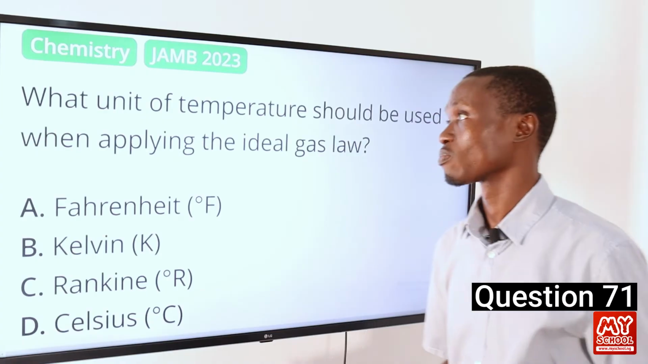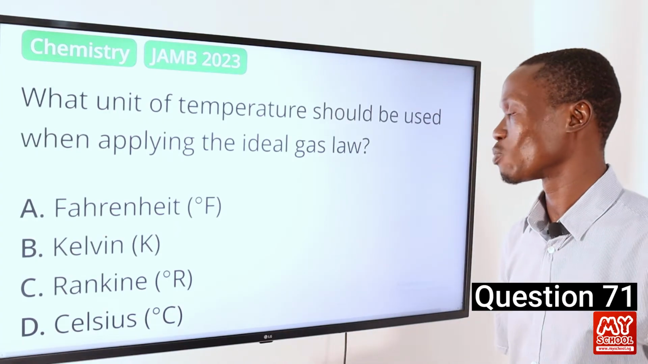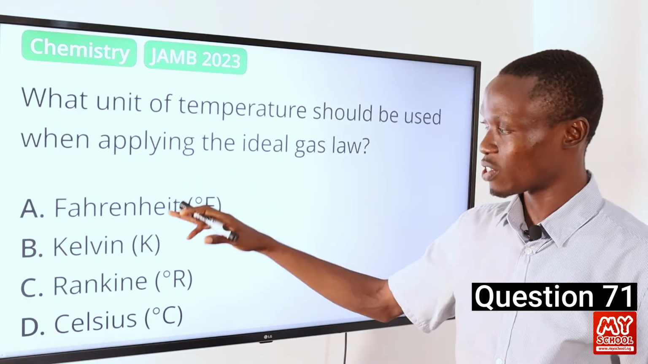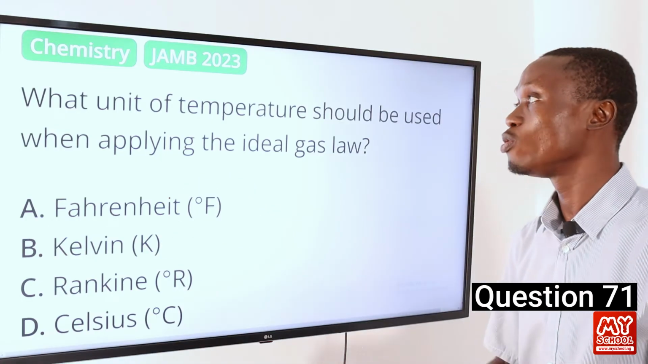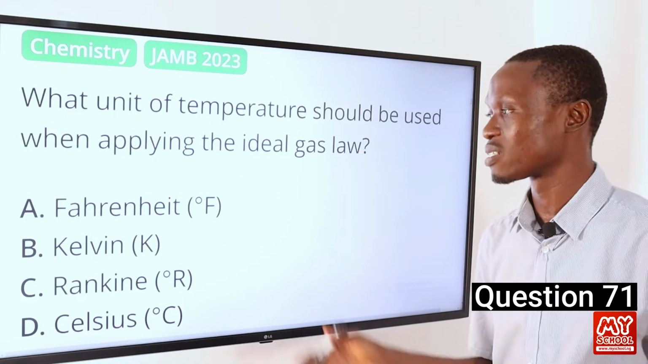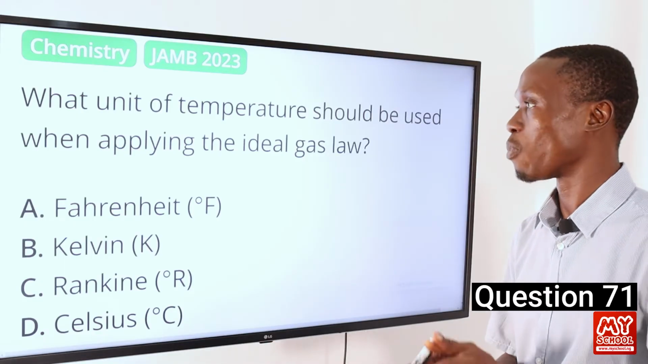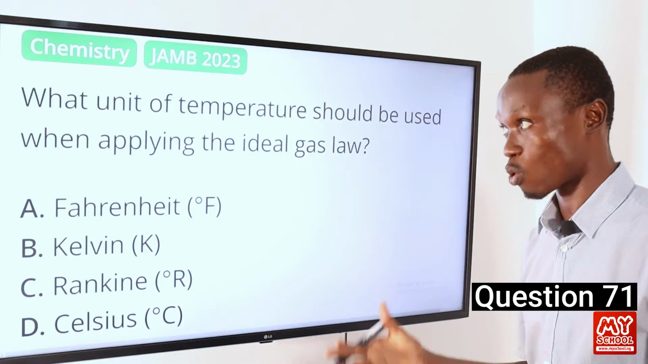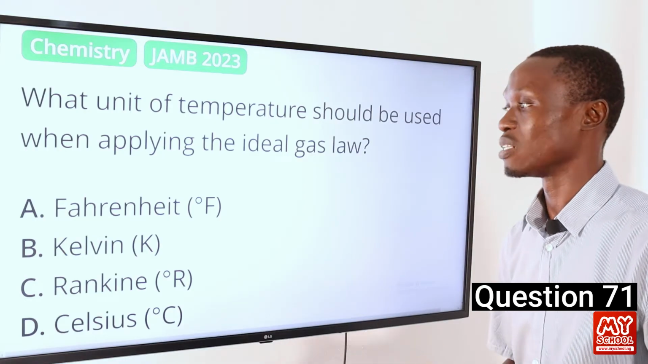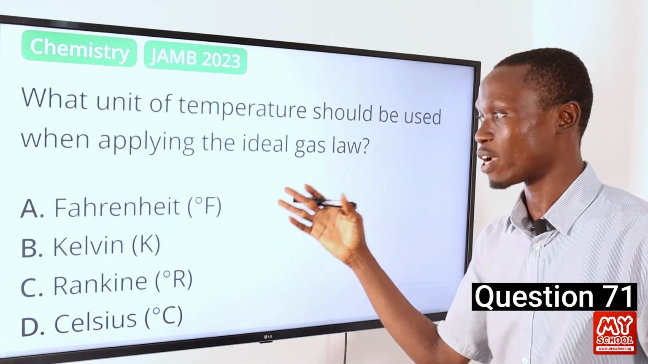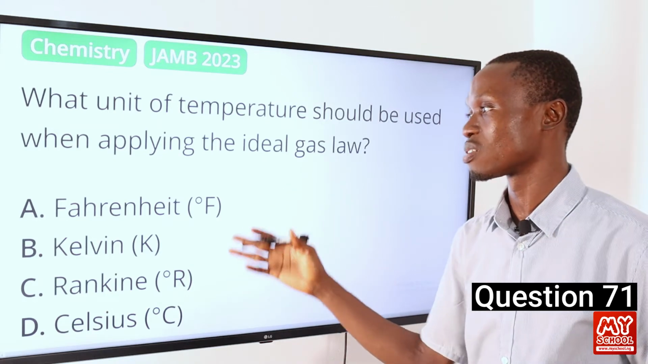Question 71. What unit of temperature should be used when applying the ideal gas law? All the listed options here are units of temperature: the Fahrenheit, the Kelvin, the Rankine, and the Celsius. But when applying the ideal gas law, we usually use the Kelvin as the unit of temperature. So the correct answer to this question is option B, Kelvin.